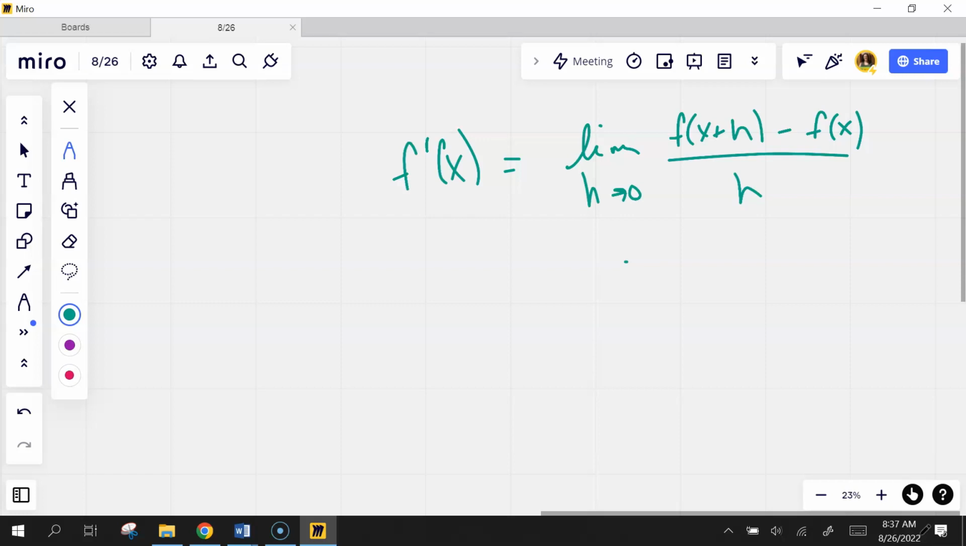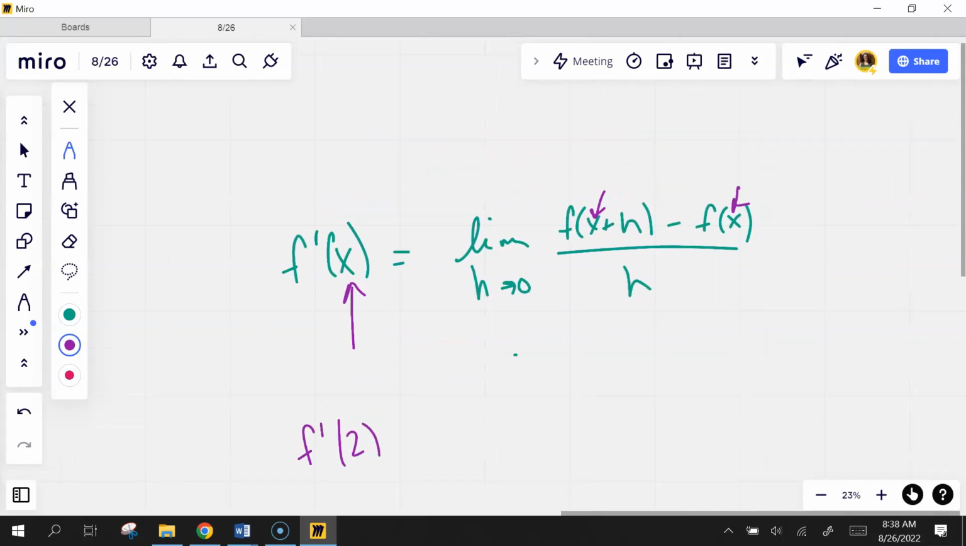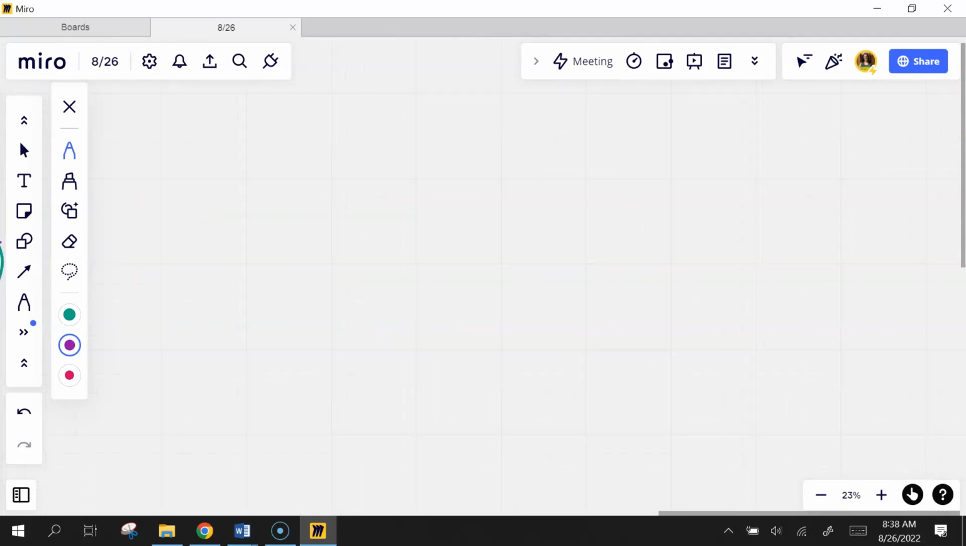To find at a specific point, I could plug my value in here. Like if I wanted to know what's the derivative or what's the instantaneous rate of change at 2, I could say, well, what's f prime of 2? And you would know that that is plugging in for a specific value. Okay, so let's do an example. This is number 4. I told y'all this was going to be easy today. It's what you've already done.